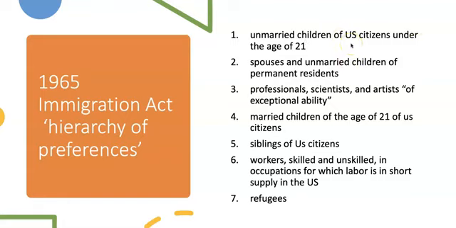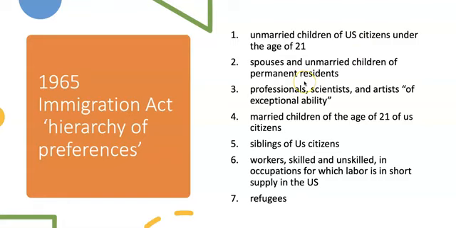If they had children abroad, you could apply to that. Let's say you had servicemen stationed in Korea in the 50s, 60s. They could bring their wives over, but now even their children. Okay, so number two, spouses and unmarried children of permanent residents rather than citizens, right?